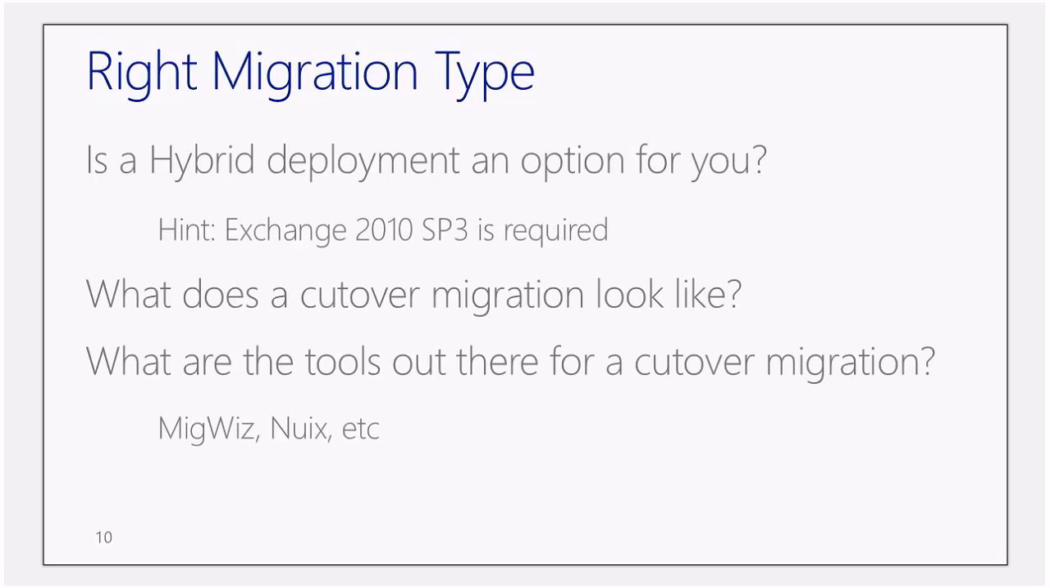A cutover migration is just that. We're going to utilize a tool, MigWiz, Nuix, there's a bunch out there. Those are the big two that we use internally at New Signature, but there are others. And we're going to utilize that tool to cut over the mailboxes. Now, because of these older versions, the user is down while we're doing that migration. And if we don't migrate everybody at the same time, we are going to have a broken environment for a period of time, meaning people in the cloud won't be able to see people on premise and vice versa. So we really need to migrate everybody over at the same time whenever possible.